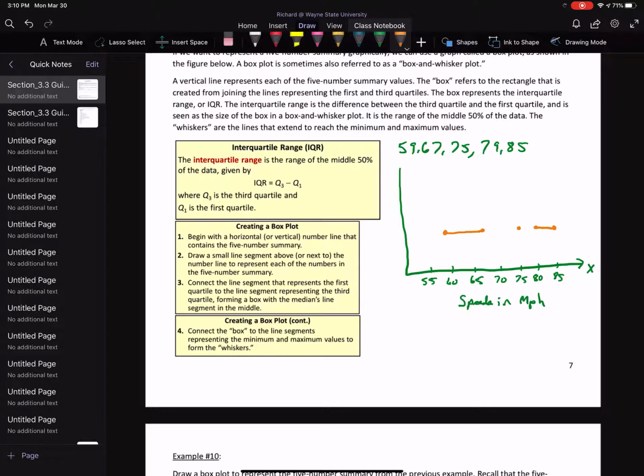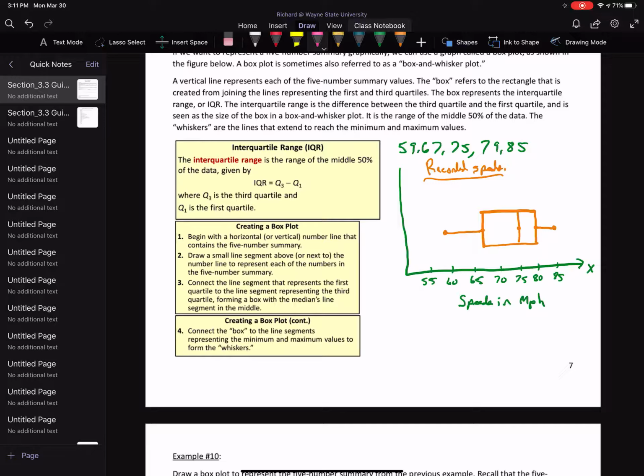Those are the quote-unquote whiskers. Now we build the box. We put a line through quartile 1, a line through the median, and a line through quartile 3, and we complete the box here. That's what it looks like. Then we need a title, and we'll call it recorded speeds. We don't put any other values or anything like that.